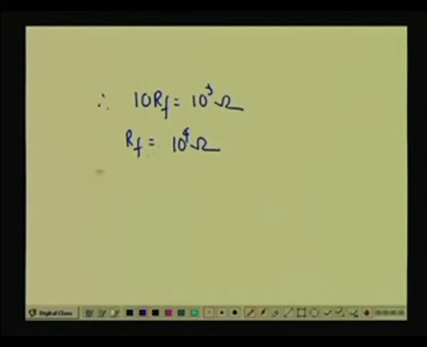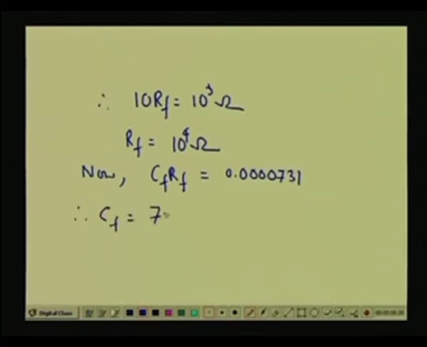And now CF into RF equal to 0.0000731. So, CF will be equal to 73 into 10 to the power minus 6 by 10 to the power 4. So, it is coming up as 0.0073 microfarad, right. So, ultimately we will get the circuit which will look like the filter circuit. Let me take a new page.